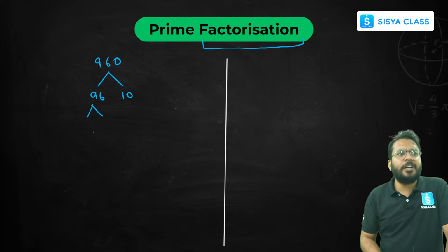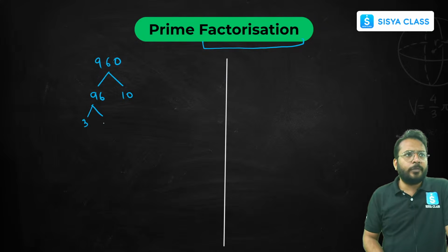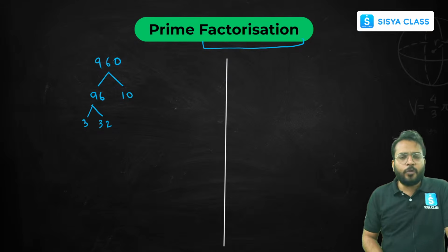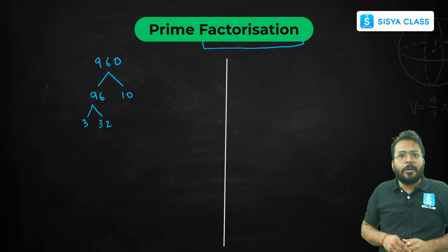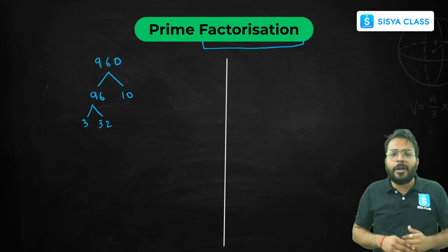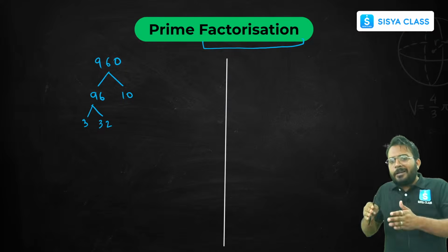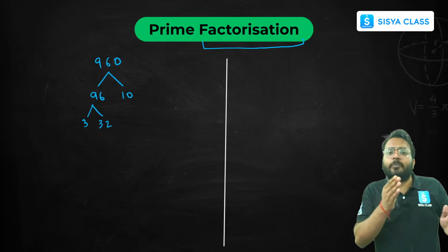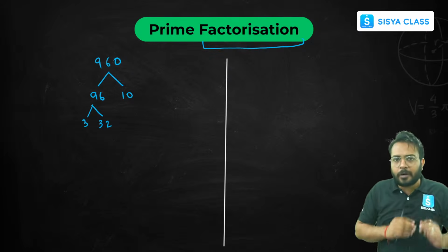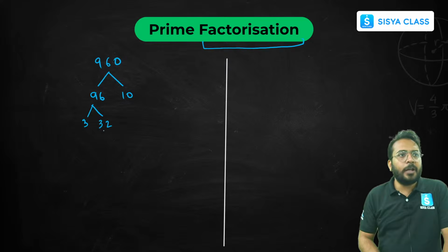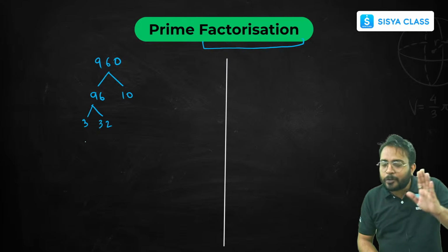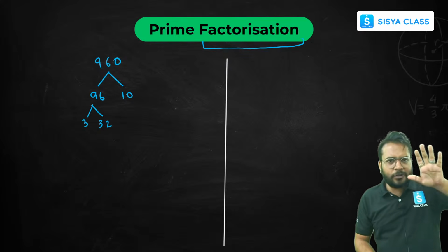You can split in many ways. Either you can write 3 into 32, you can write 4 into 24, yes or no? You can write 12 into 8, whatever you can write, but you need to split until you are getting prime numbers at the end. So 3 into 32, 3 is a prime number, so further it can't be split. We will stop at 3.